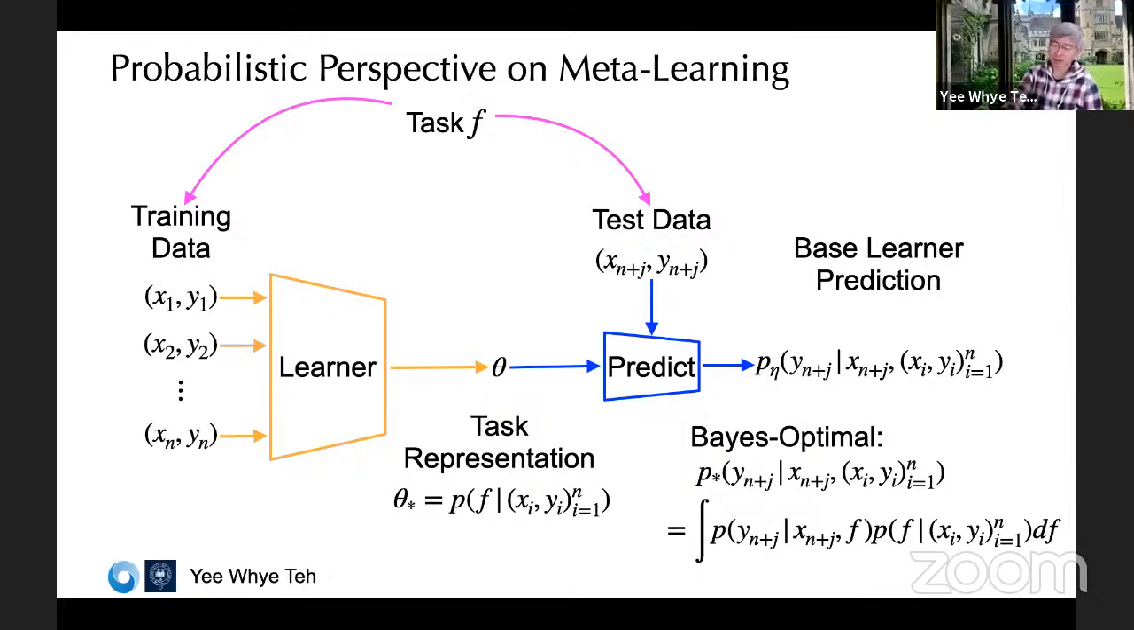Okay. So the computational problem is, how do we form a posterior distribution over what this F is? And then how do we form a posterior predictive distribution over outputs given a test input and given the posterior over F?